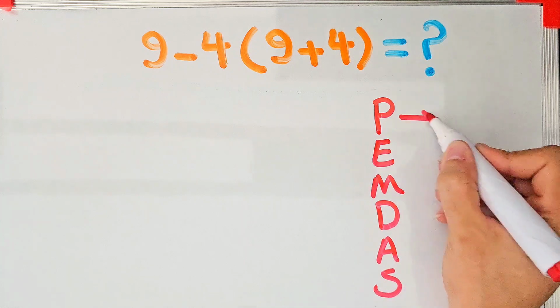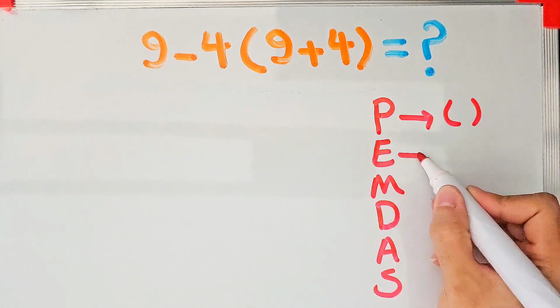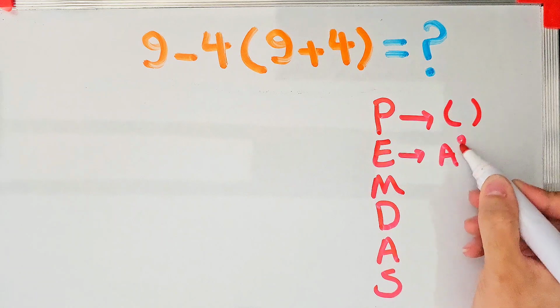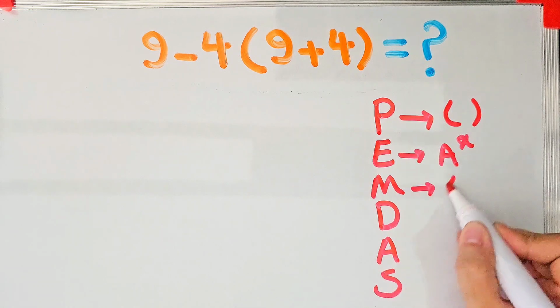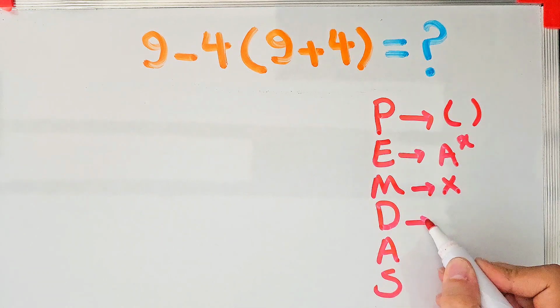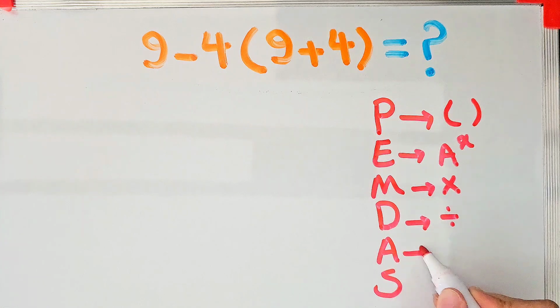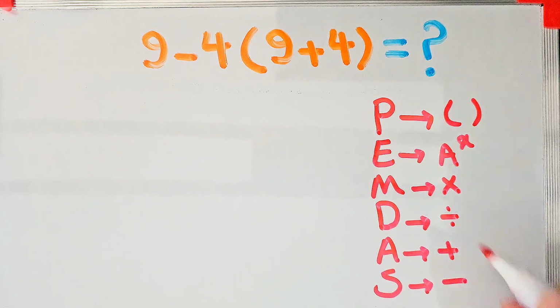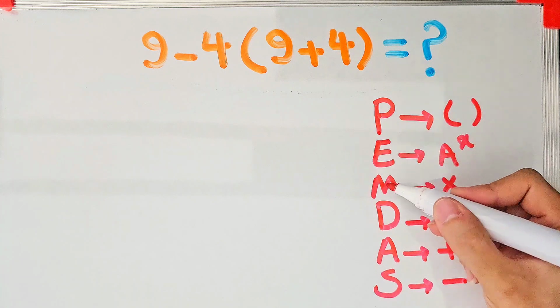In this rule, P stands for parentheses, E stands for exponent, M stands for multiplication, D stands for division, A stands for addition, and S stands for subtraction. So, we should follow this rule.